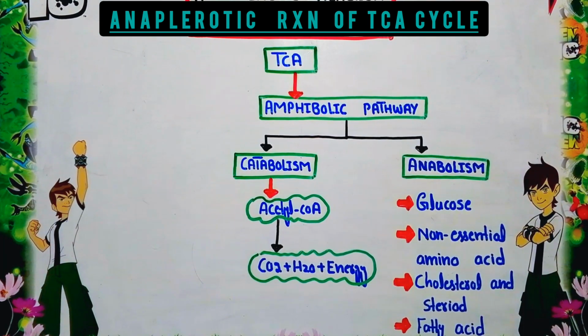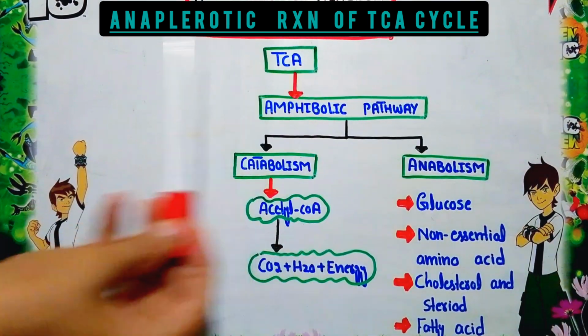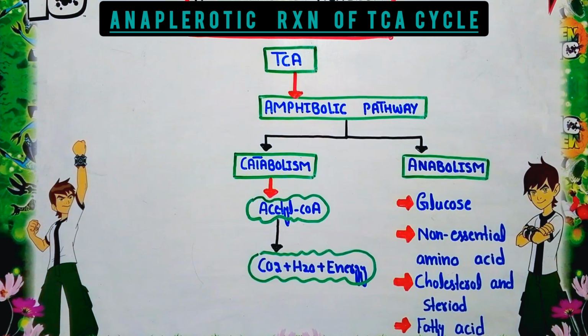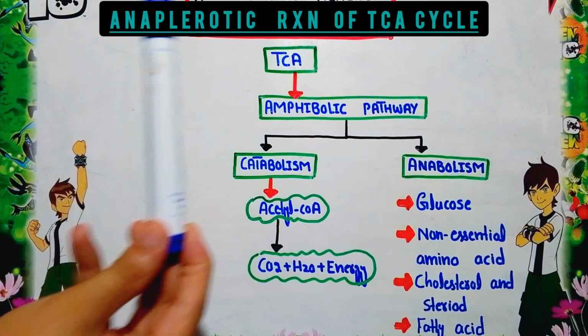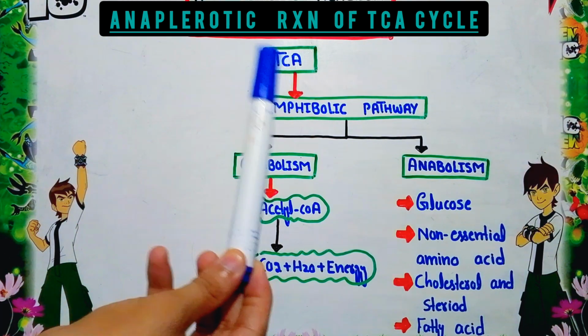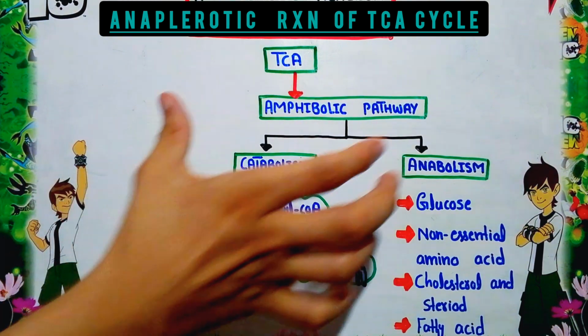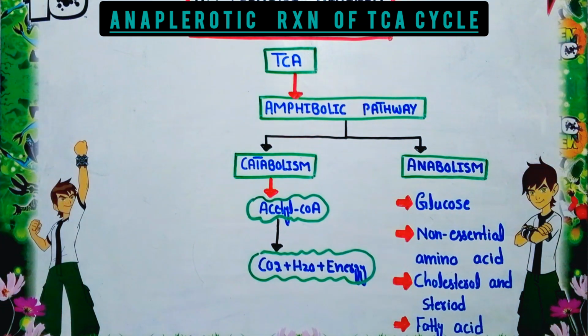In this video lecture we will talk about the anaplerotic reaction of the TCA cycle. So what is anaplerotic reaction of the TCA cycle? As we know, the tricarboxylic acid cycle or Krebs cycle is called an amphibolic pathway. So what does it mean, the amphibolic pathway?